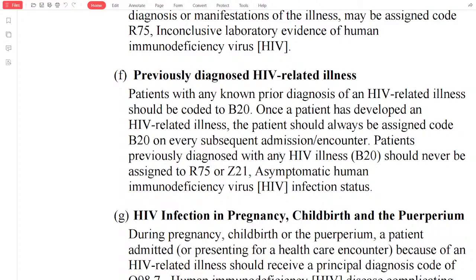When we code, once a patient has developed an HIV related illness, the patient should always be assigned code B20 on every subsequent admission. This code B20 should never be assigned together with R75 or Z21. R75 is for inconclusive and Z21 is for asymptomatic. Clear?